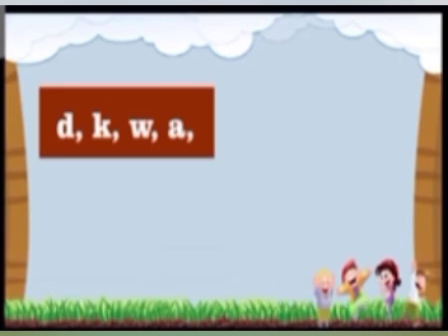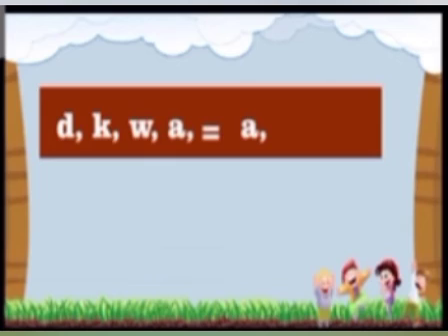Yes, it will be A. Because the capital letters or small letters start with the A. So here first letter is A. Then after that A, B, C, D. So here it is D. Then K. And lastly it will be W. Next.